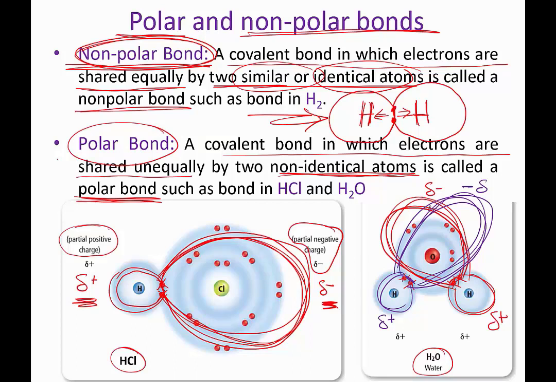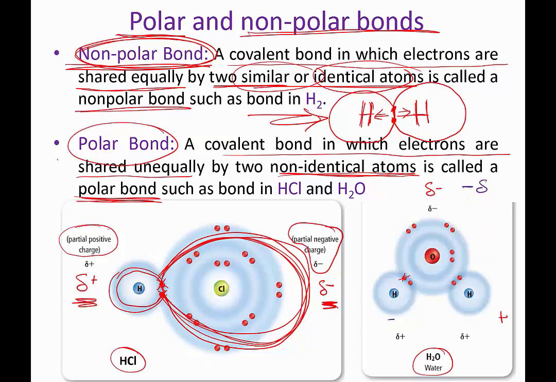Okay? So those two bonds here, we call them polar bonds. So the bonds are polar. So this is a molecule of water, O, H, and H. We call them polar bonds.